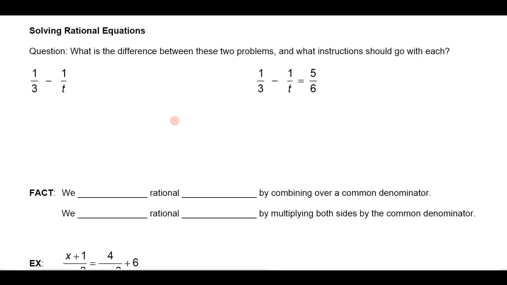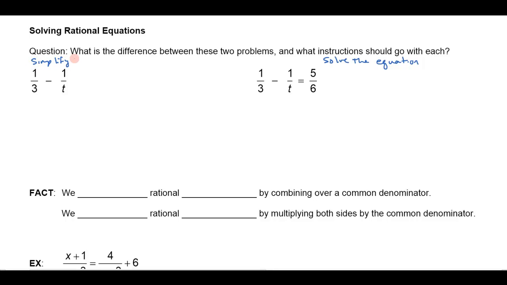Hi everyone. In this lesson we want to look at how we go about solving rational equations. Now sometimes students confuse equations with expressions, and so my first question here is what's the difference between these two problems that we have here and what instructions should go with each? And you should notice that whereas this is an equation that we would solve, the first one is an expression that we can simplify. Okay, so that's the difference.